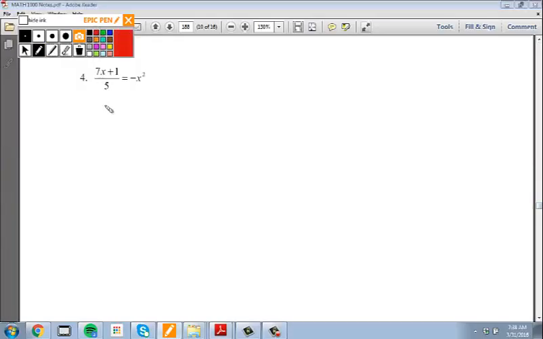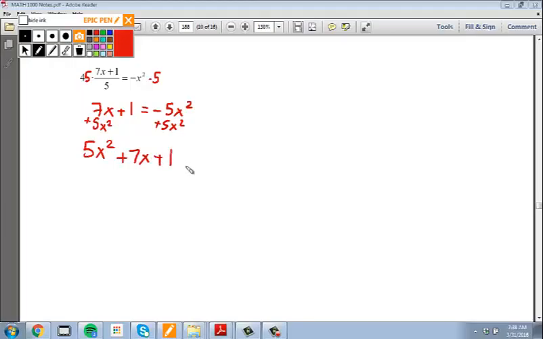Alright, let's look at number 4. I'm going to multiply each side by 5 to get rid of that 5 in the denominator. So 7x plus 1 is negative 5x squared. Then add the 5x squared to get this in quadratic form. 5x squared plus 7x plus 1 is equal to 0.